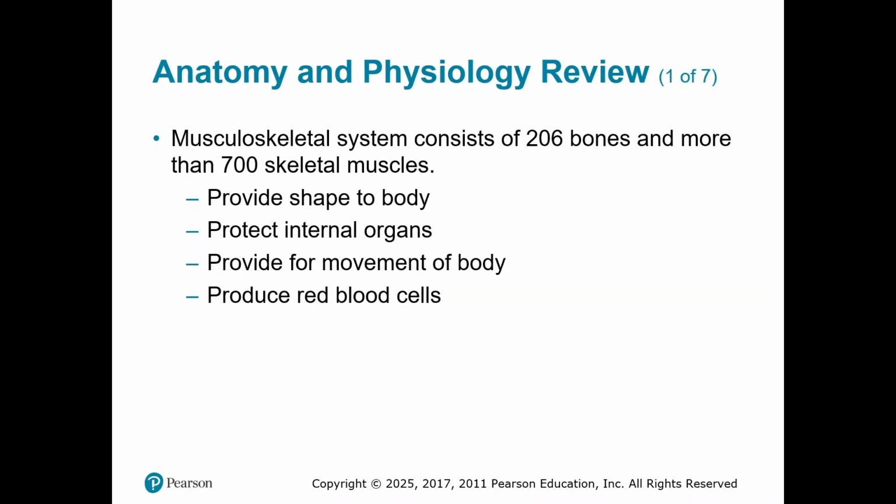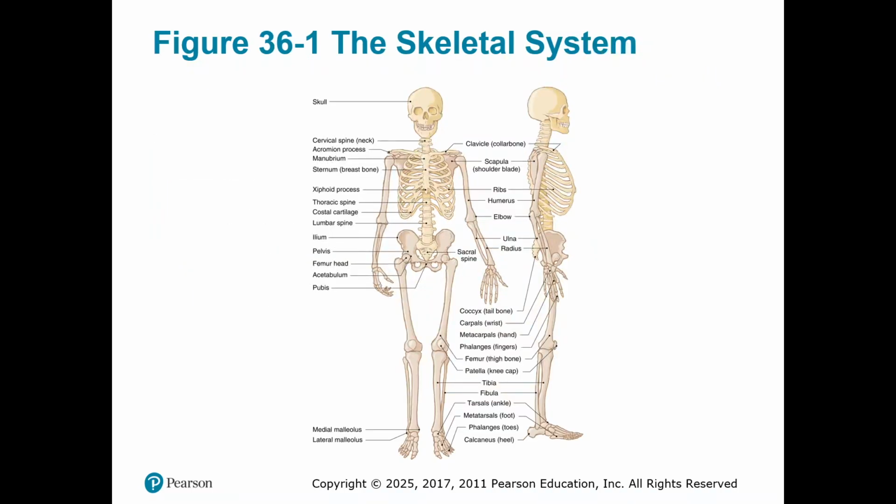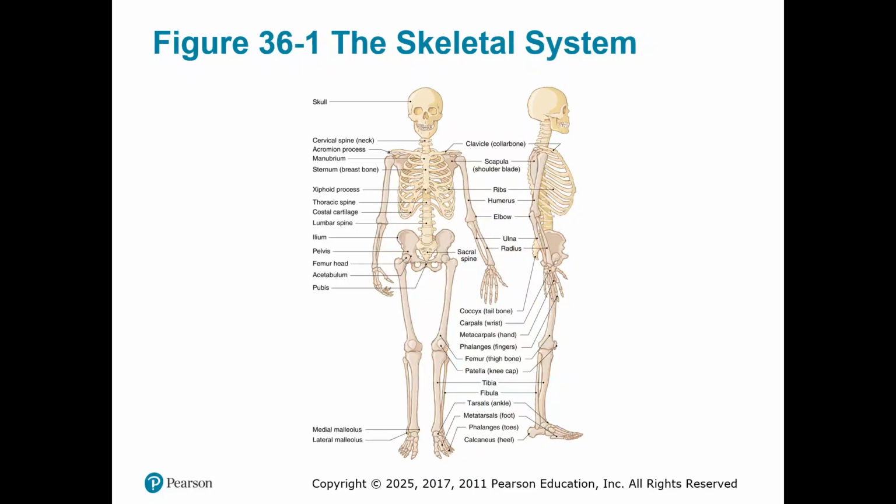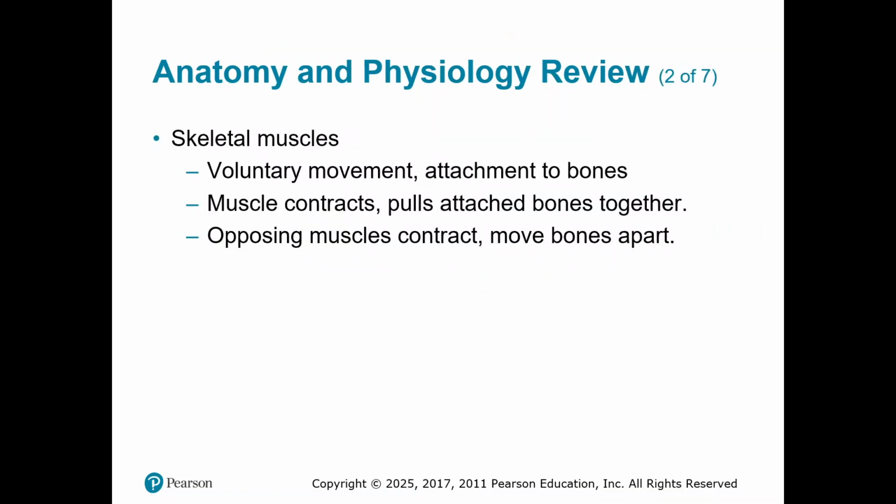So let's look at the anatomy and physiology review. The musculoskeletal system functions to provide shape to the body, to protect internal organs, to provide for the movement of the body, and the production of red blood cells. And this is the skeleton. I'll let you look at that.